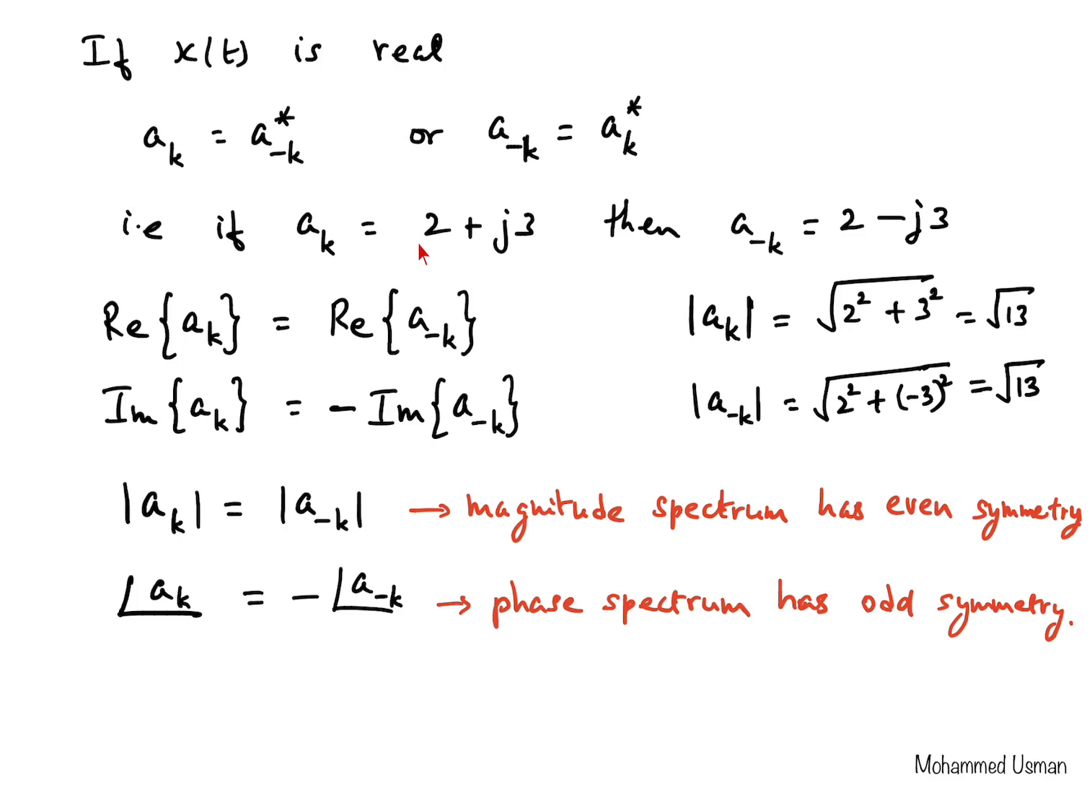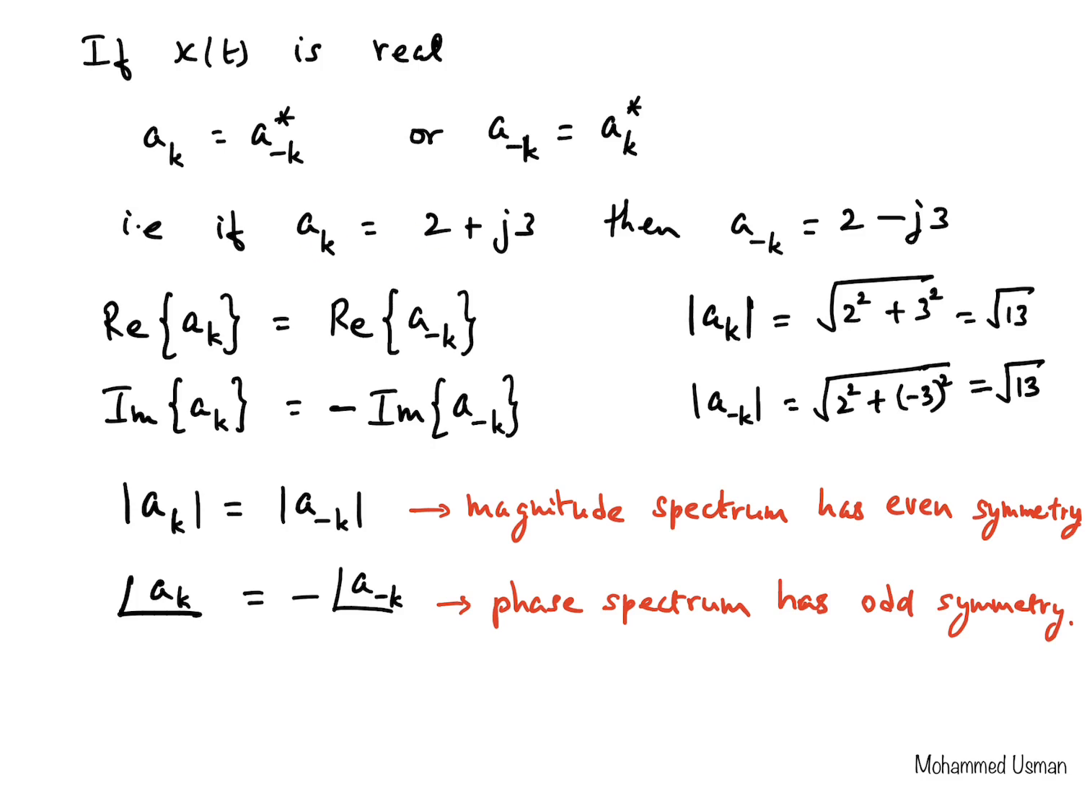And if we take the magnitude of AK, it is square root of a square plus b square, which is square root of 2 square plus 3 square. So that's the magnitude of AK. And similarly, the magnitude of A minus K is the square root of 2 square plus minus 3 square, which is giving us the same value. And from that, we can deduce that the magnitude of AK is equal to the magnitude of A minus K when x of t is real.